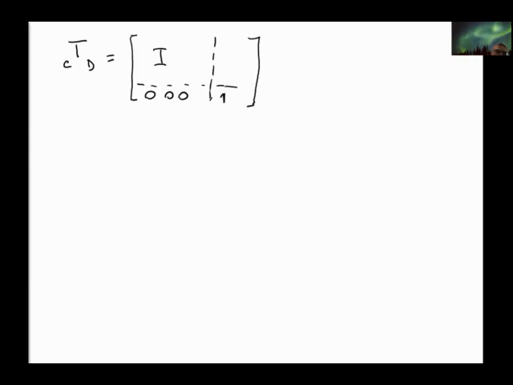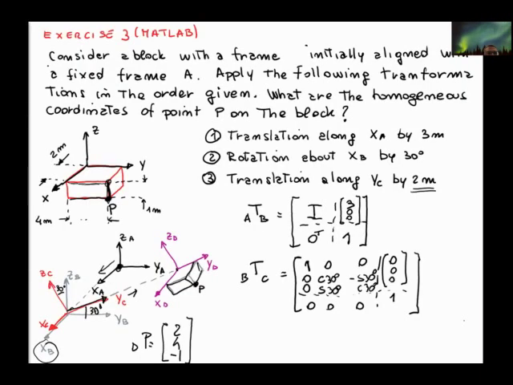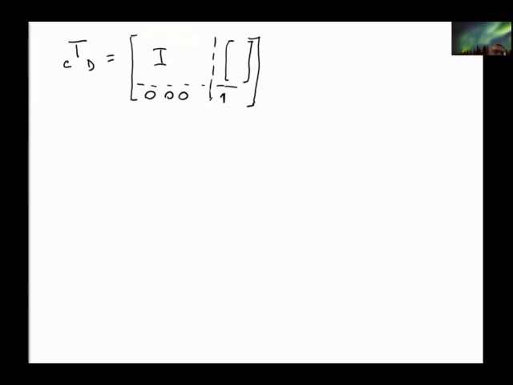And for the translational part, we need to express the vector between the frame C origin and the frame D origin. And this vector is where? Along the Y axis of frame C and with a component of 2 meters. So along the Y axis, something like this. Okay.